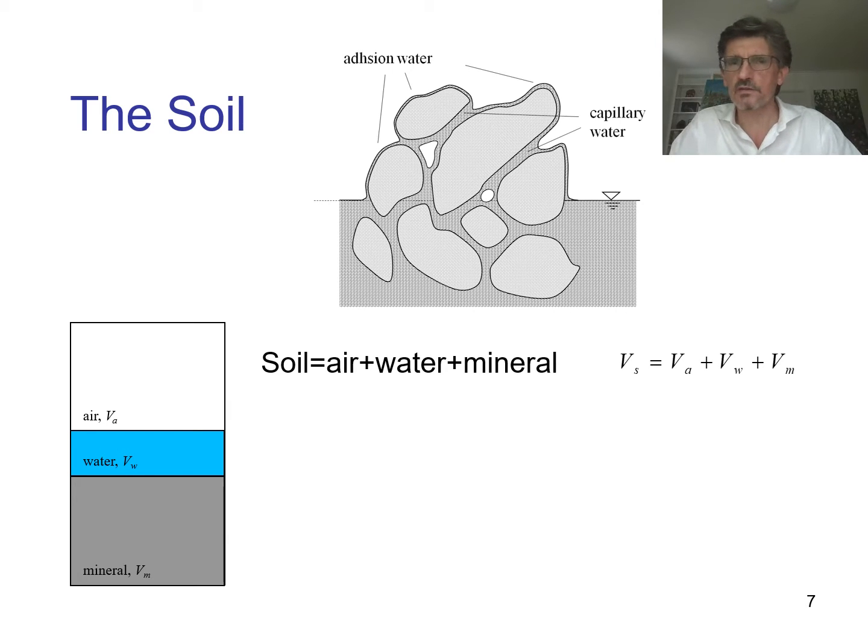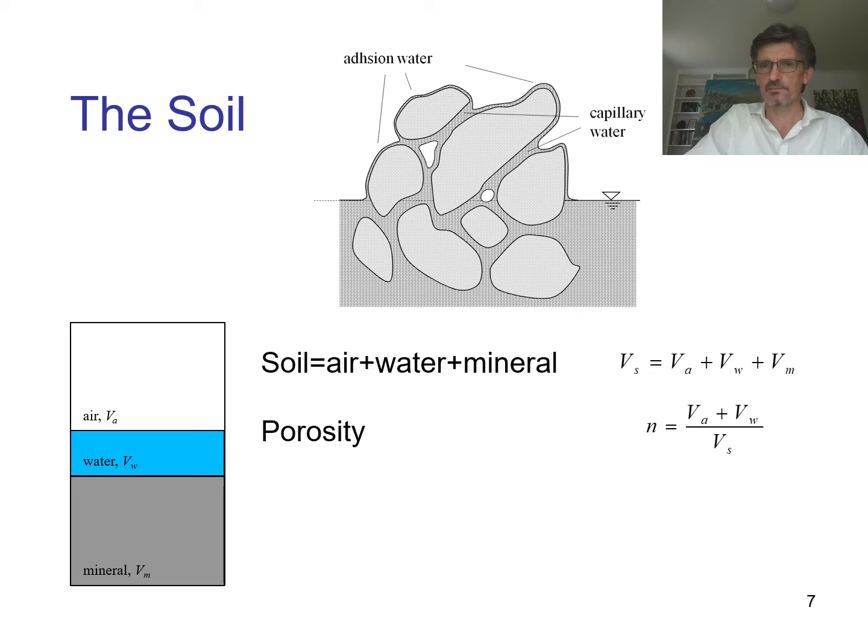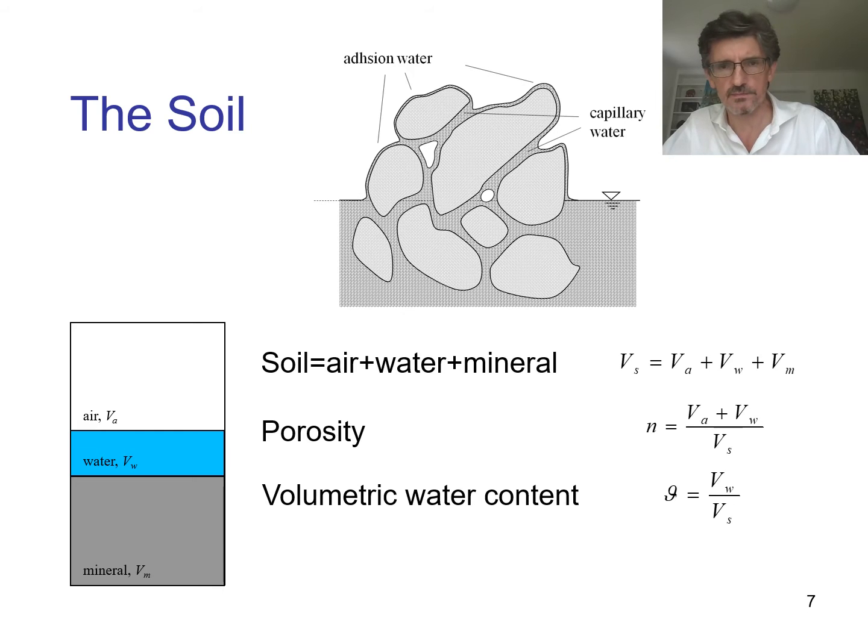So we can say then that the volume of the soil is the volume of the air plus the volume of water plus the volume of the mineral, which allows us to define one of the most important quantities for us, the porosity, the fraction of the volume of voids, meaning volume of air plus volume of water, this part here, versus the total volume. That gives us the fraction of pore space available to water.